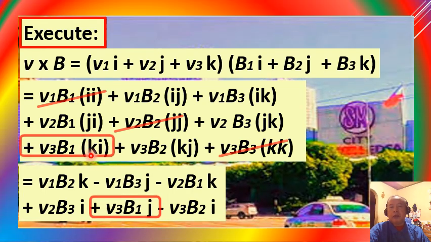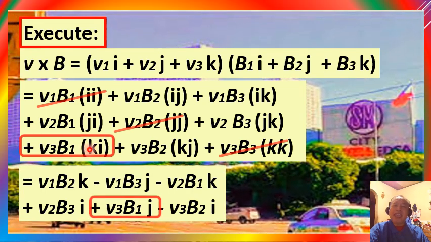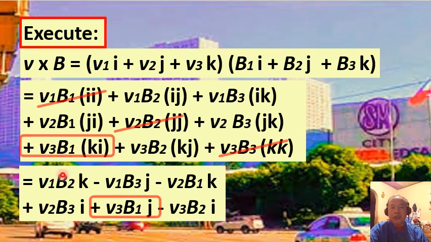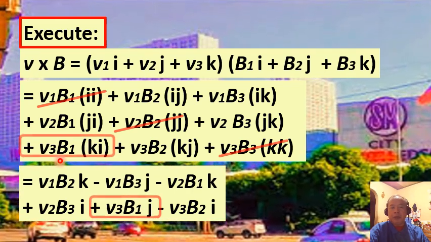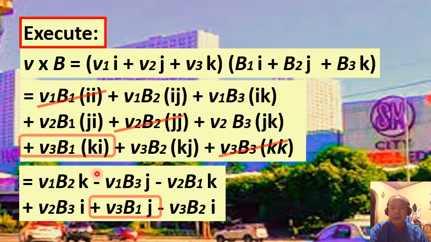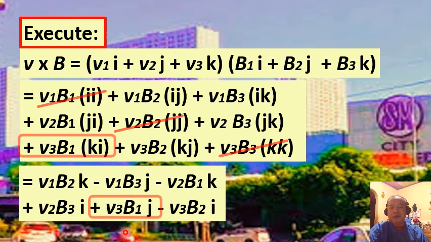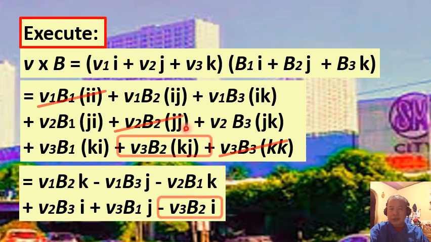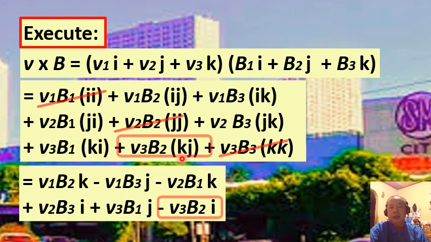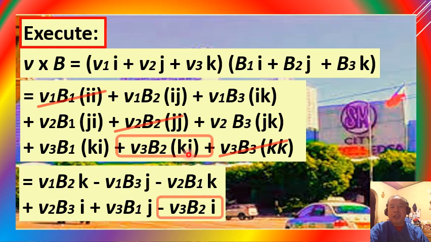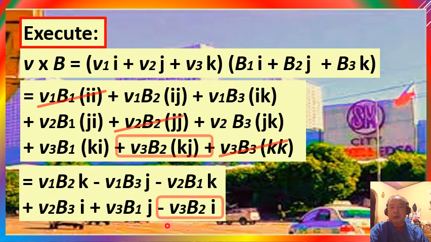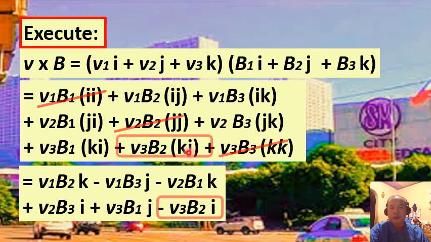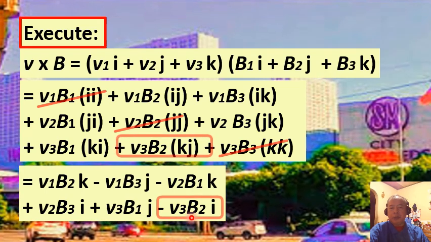All right, the cross product of unit vectors K and I is equal to positive J. So that term V3 B1 KI reduces to positive V3 B1 J. And last but not the least, the cross product of unit vectors K and J is actually equal to negative I. So that term is reduced to negative V3 B2 I.